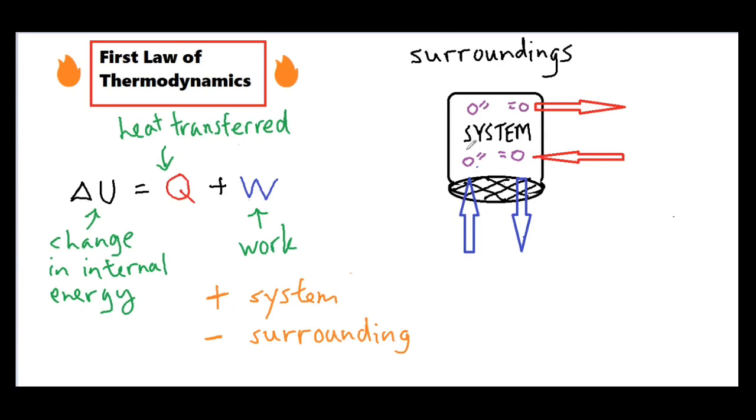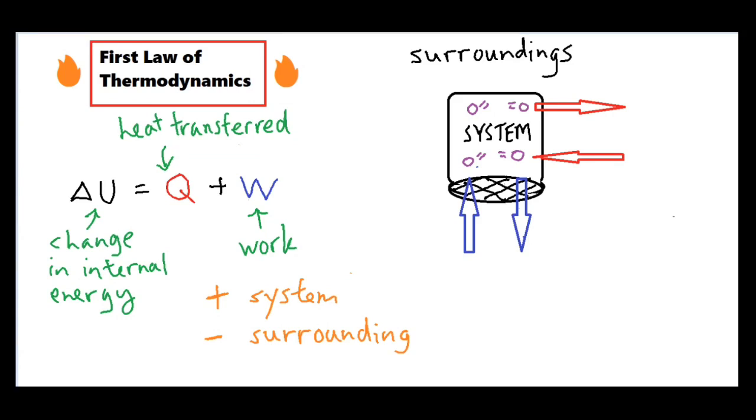So we have a system. My system is typically going to be some container filled with some gases. We have some molecules bouncing around, applying some pressure inside of this container. And then we may have something like a piston that can possibly move up and down and do work on the surroundings. So the surroundings is basically just the environment around the system.